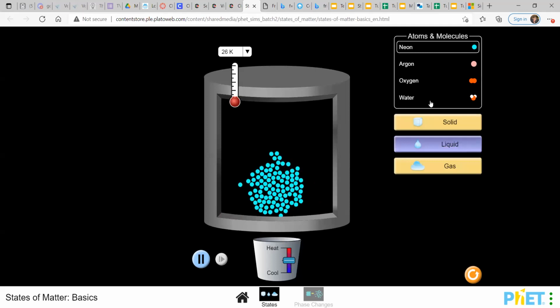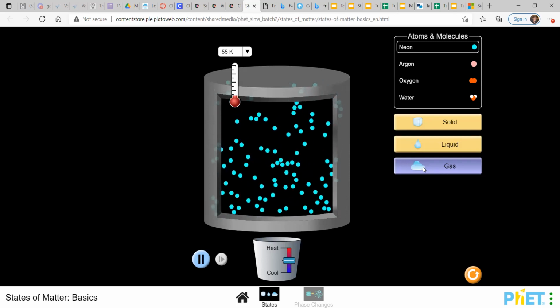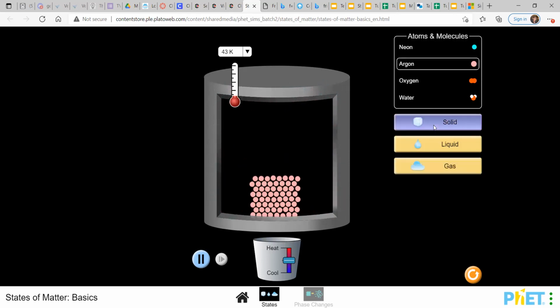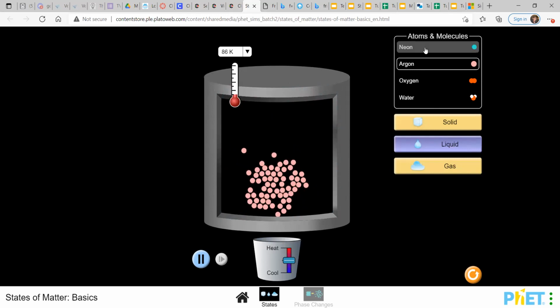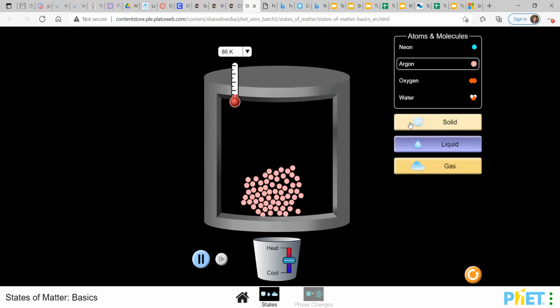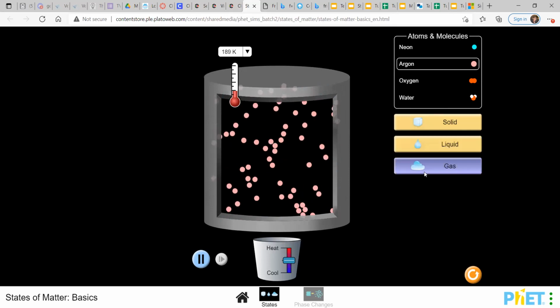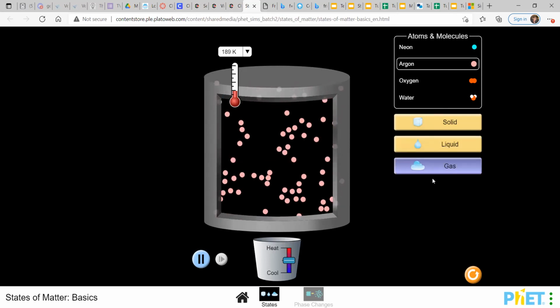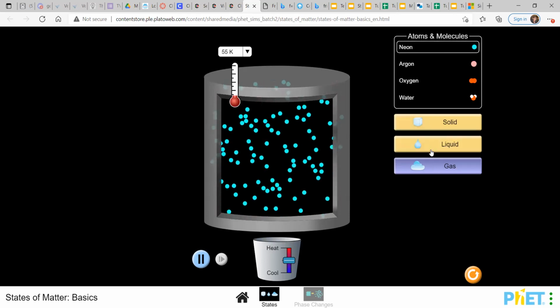We have, so there's solid neon, there's liquid neon, and there's gas. I think that'll be easier just to do argon in the solid state, argon in the liquid state. Okay, so that one's behaving a little differently than the neon did. Neon seems to be a little more clumped together. Well, never mind. Neon and argon are looking a little similar in the liquid state. And then the gas state, yeah. Freely moving, bouncing all over the place. How is neon in the gas state?